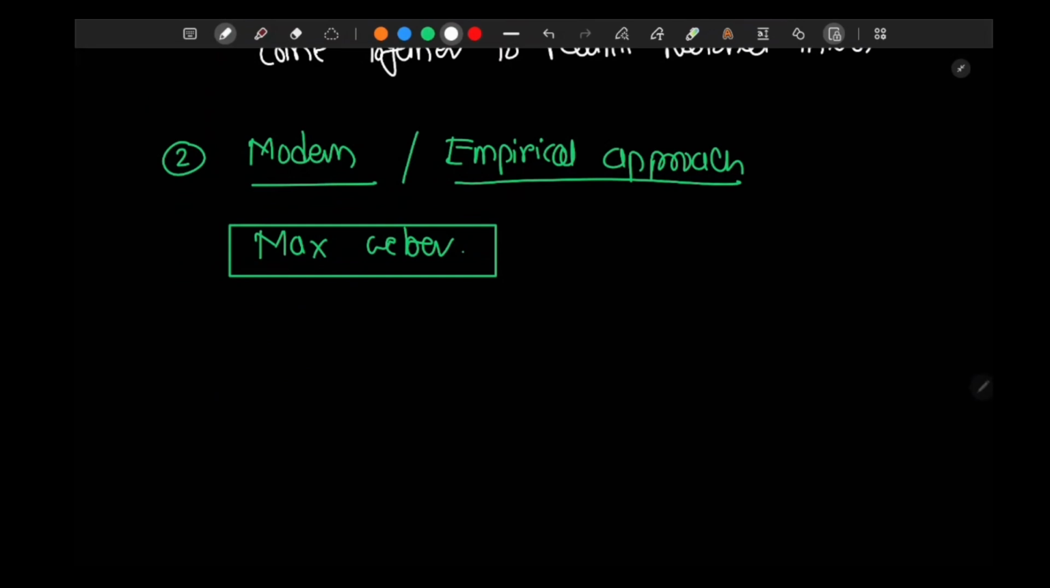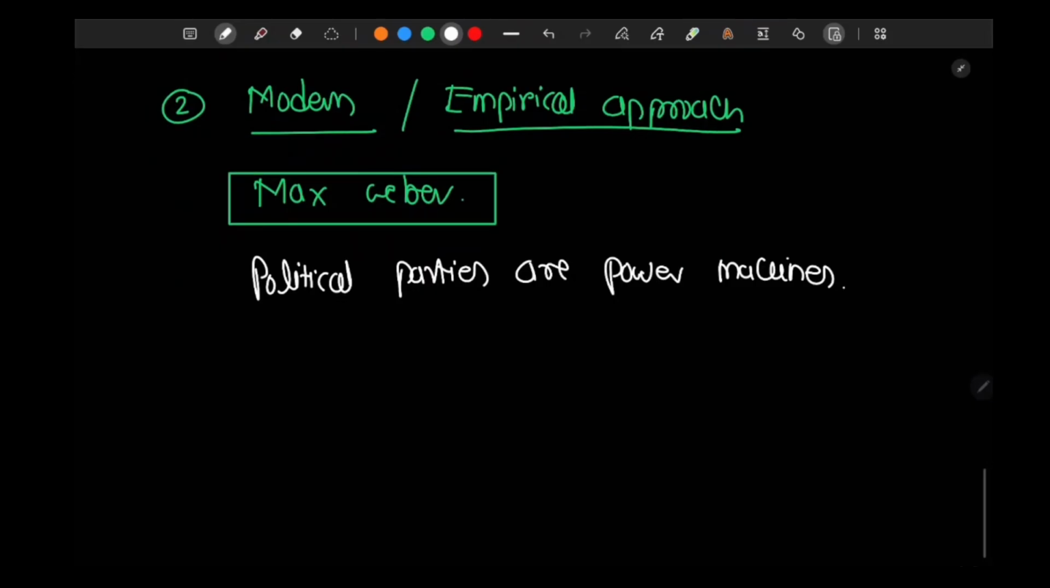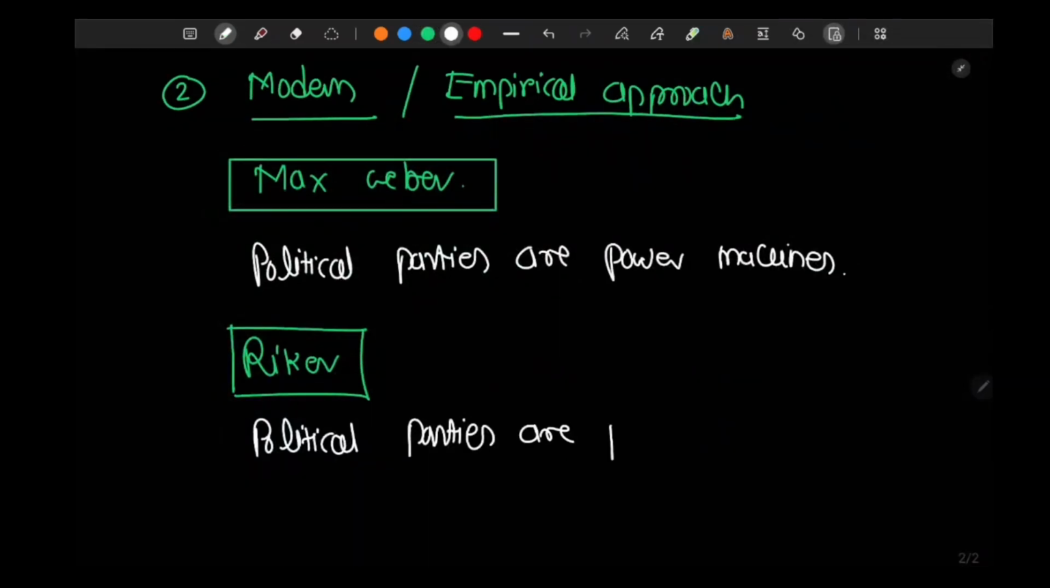He suggests political parties are power machines. Max Weber says political parties are power machines. The next person who defined political parties is Ricker. Ricker says that political parties are power sharing arrangements. Power sharing arrangements.